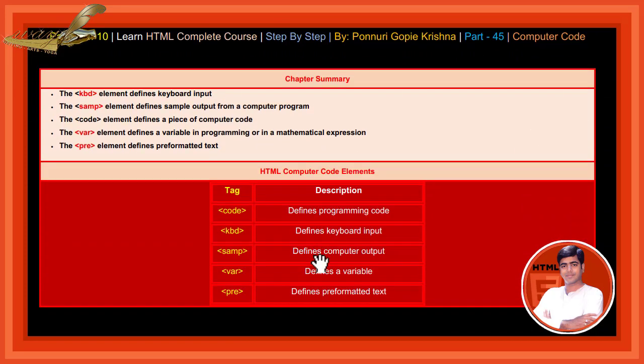Chapter summary. The KBD element defines keyboard input. The SAMP element defines sample output from a computer program. The code element defines a piece of computer code. The var element defines a variable in programming or in a mathematical expression. The pre element defines preformatted text. See here, the code tag defines programming code. KBD tag defines keyboard input. SAMP defines computer output. var defines a variable. Pre defines pre-formatted text.